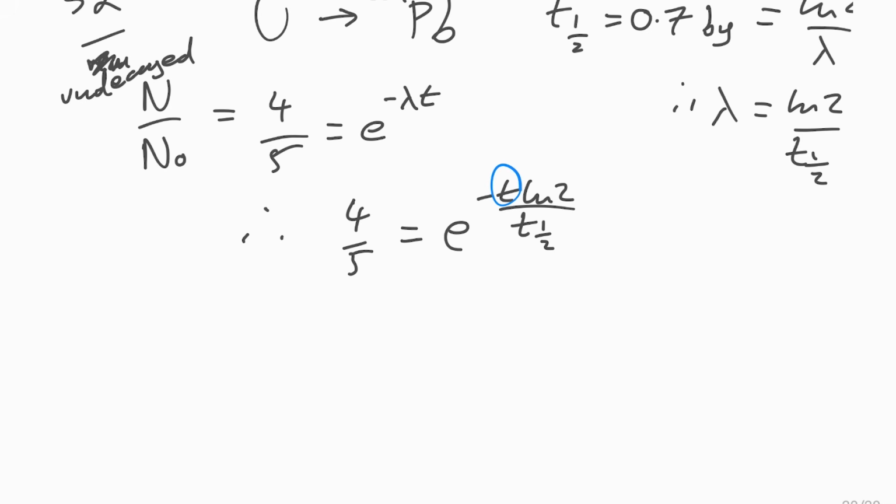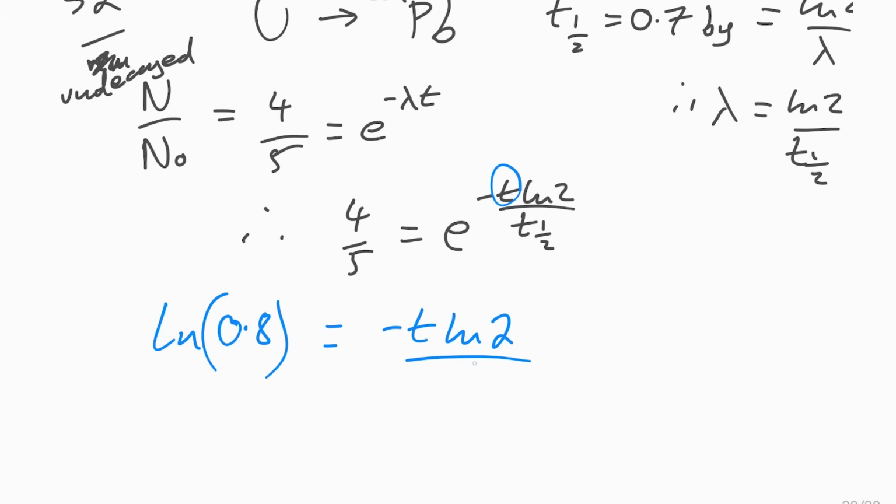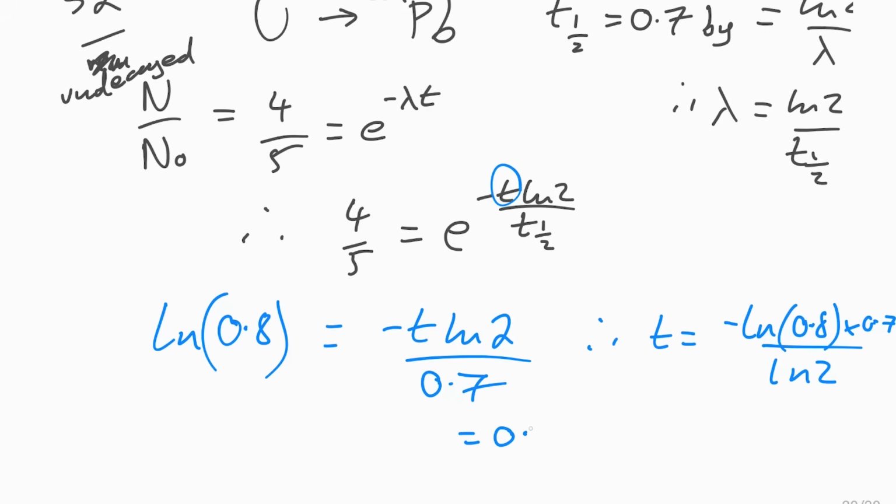And heck, we're looking for the time, so I should have rearranged it first, but whatever. So we're going to log both sides. So log 4 fifths, I'm just going to say natural log of 0.8, is equal to minus t log 2 divided by 0.7, that's billion years. And so therefore t is equal to minus log 0.8 times 0.7 divided by log 2. And I get 0.225 billion years, or in other words, 0.23. So the answer looks like it is A.